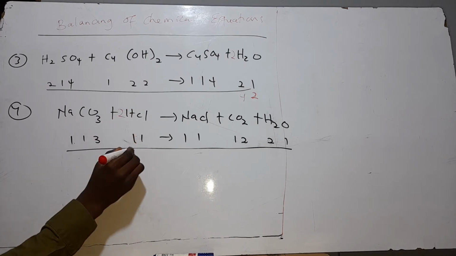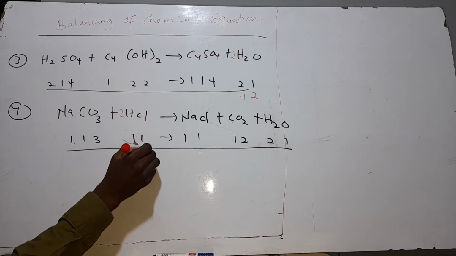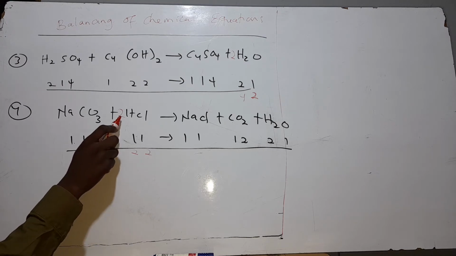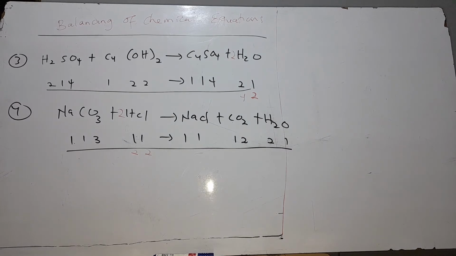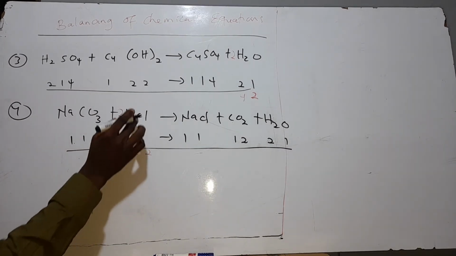So 2 times 1 will give you 2. So it means the hydrogen is 2, and then it will affect the chlorine. So 2 times 1 will also give you 2 here. So we know the hydrogen is balanced, right? Good. Because we have 2 hydrogen, we have 2. Now let's go to the chlorine. As I said, we have two of the hydrogen here, we have two of the chlorine.